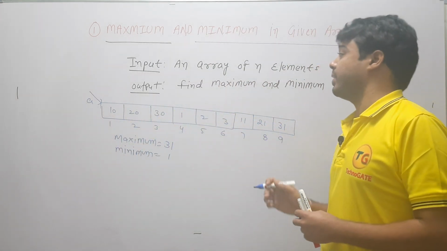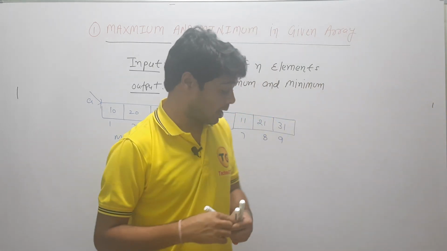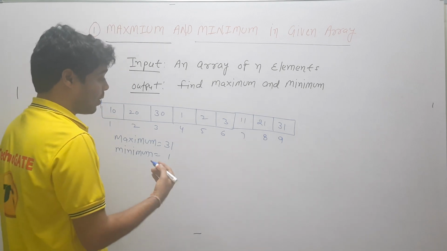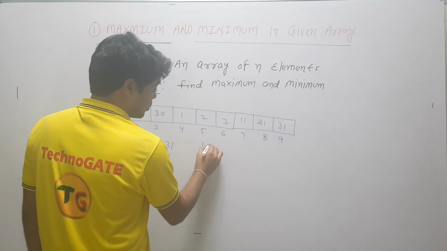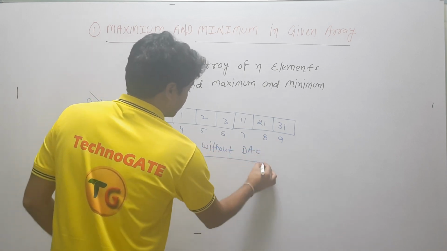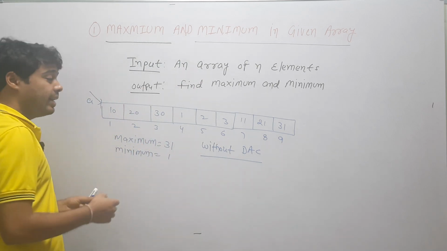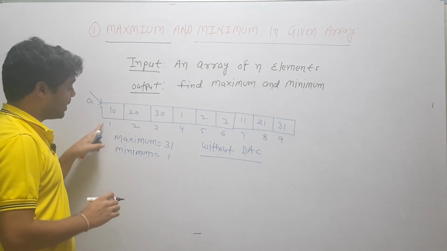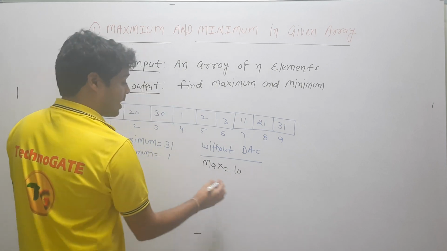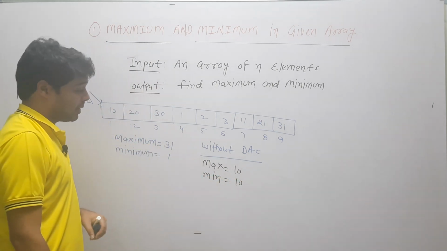Okay, so first of all we will discuss without divide and conquer, and after that we will discuss with divide and conquer. So without divide and conquer, what is the approach here? The approach is: initially assume the first element is the maximum, which is 10 here, and the first element is the minimum, 10 here.